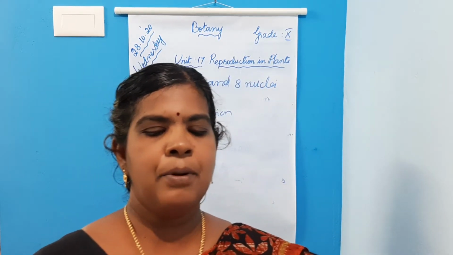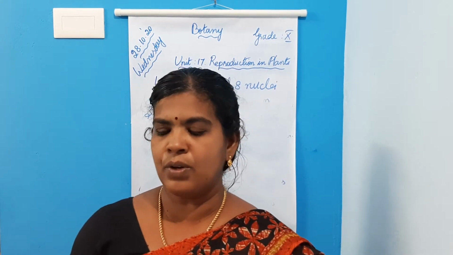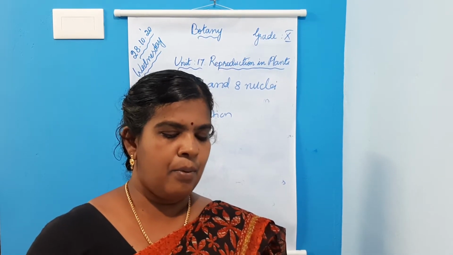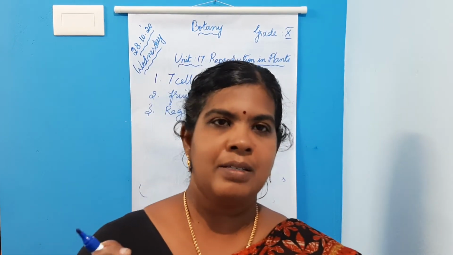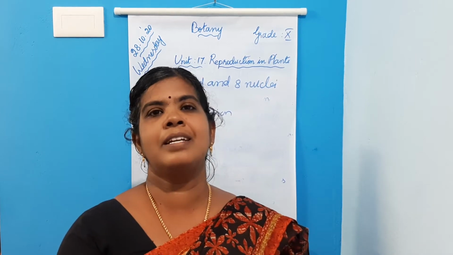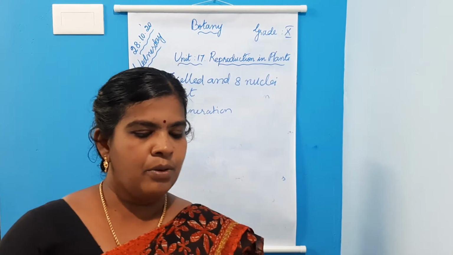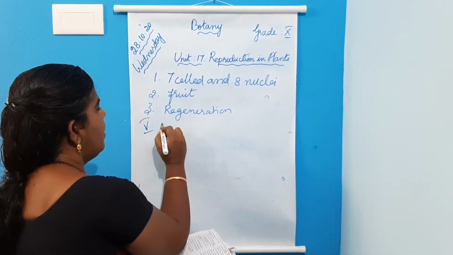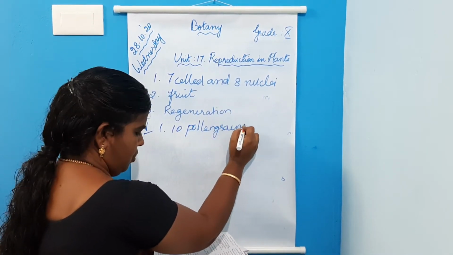If one pollen grain produces 2 male gametes, how many pollen grains are needed to fertilize 10 ovules? Answer: 10 pollen grains, because each pollen grain has 2 cells, generative and vegetative. The generative cell divides into 2 and fertilizes 1 ovule. Write down the answer: 10 pollen grains.